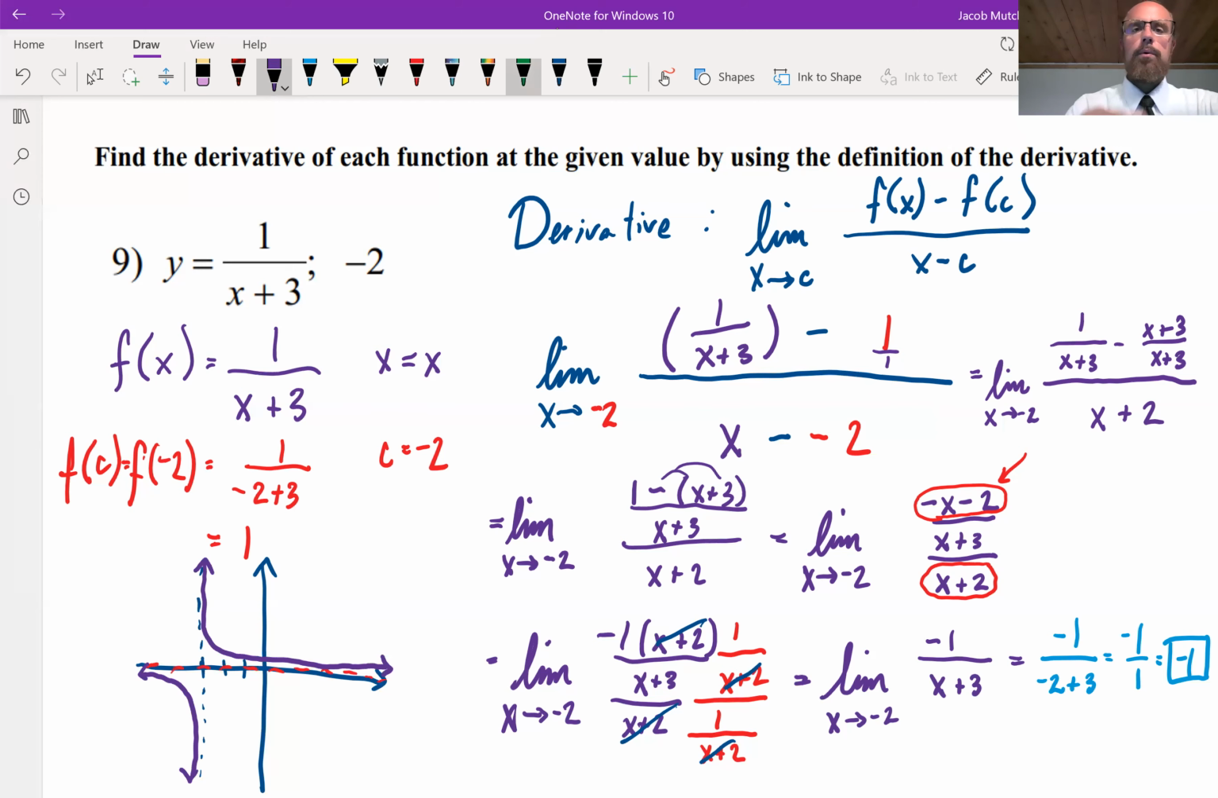And again, what we're saying is that what we're calculating is at -2, the slope of the tangent line at that x value is -1. And that geometrically has the appearance of a line with a slope of -1, which again supports the algebraic strategy here with the limiting process.